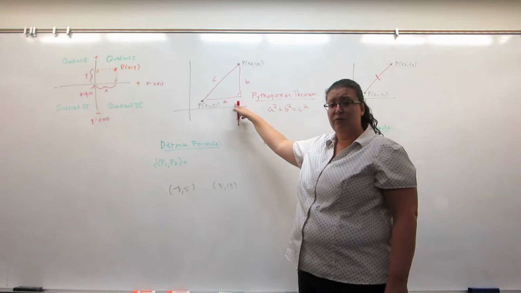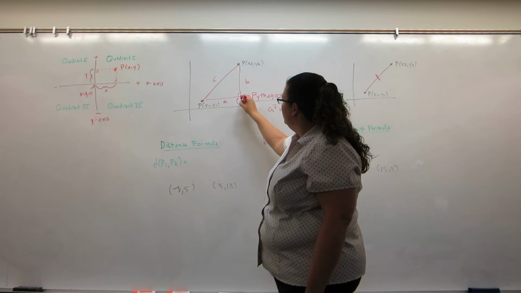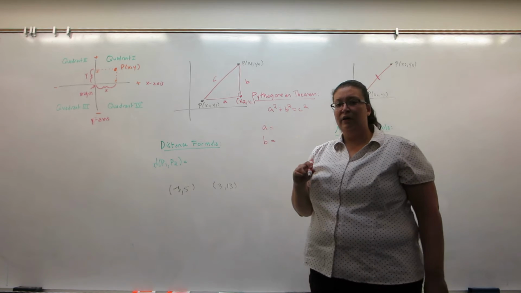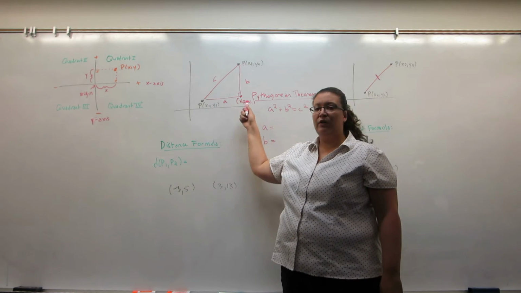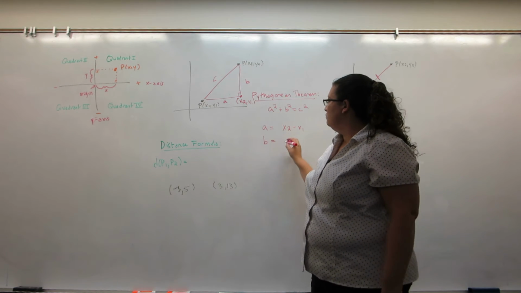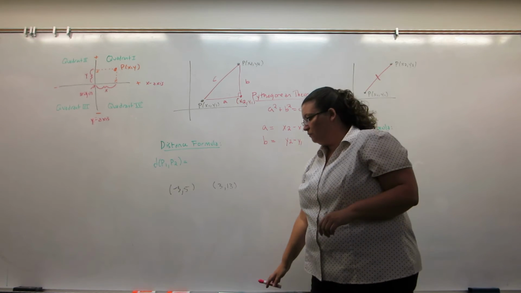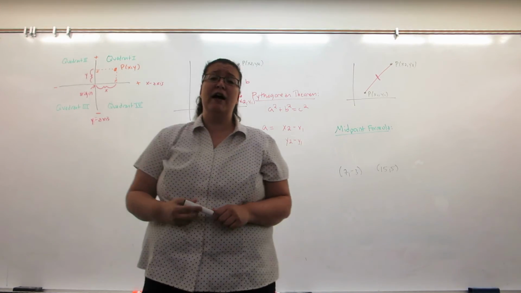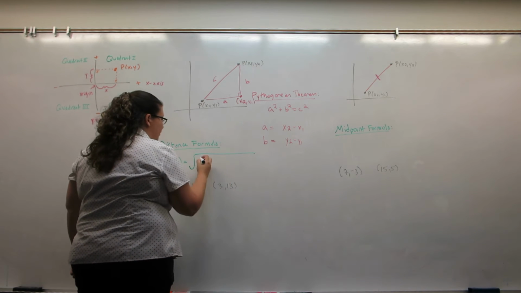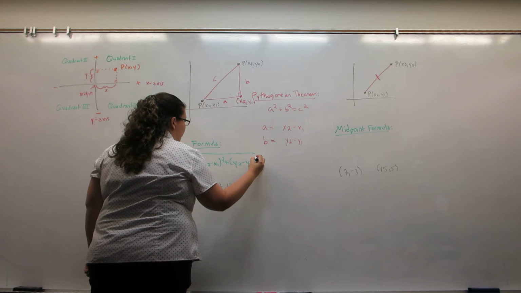A is easy to compute because if you think about it, this point at the corner has the same x coordinate as the point up here and the same y coordinate as the point down there. And so A is just the difference between their x coordinates. And B is the difference between their y coordinates. This enables us to compute the distance formula, which is really just the Pythagorean theorem in disguise. So the distance between 2 points is the square root of (x2 minus x1) squared plus (y2 minus y1) squared.